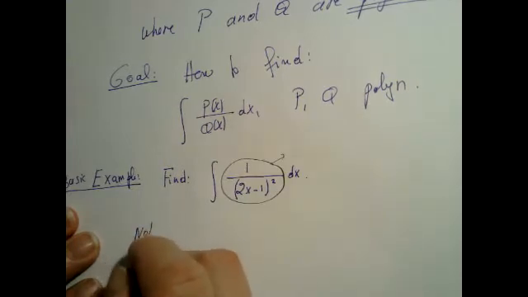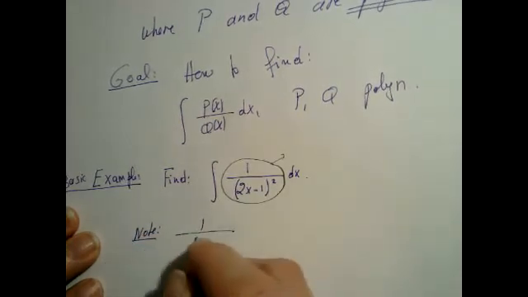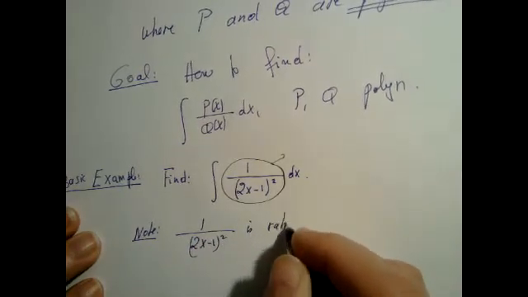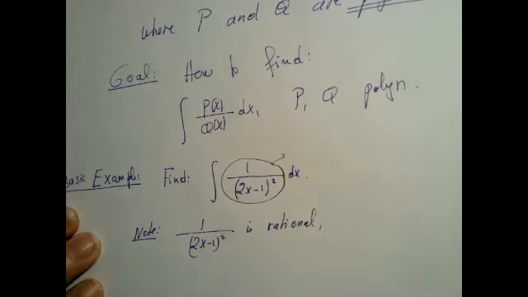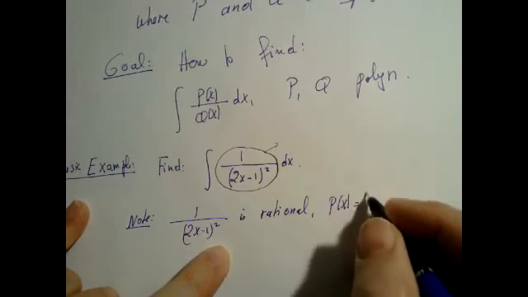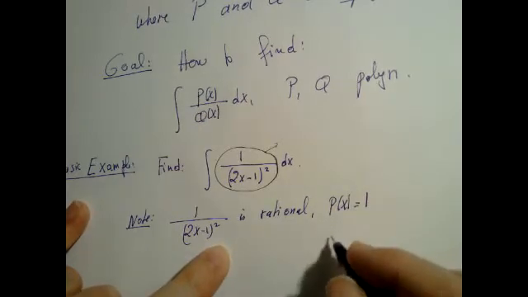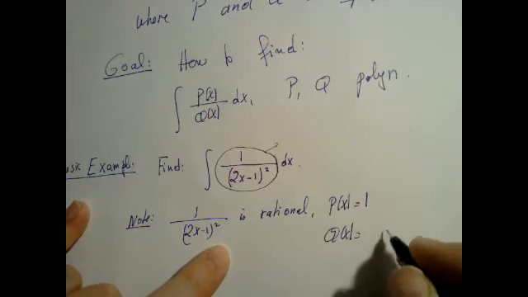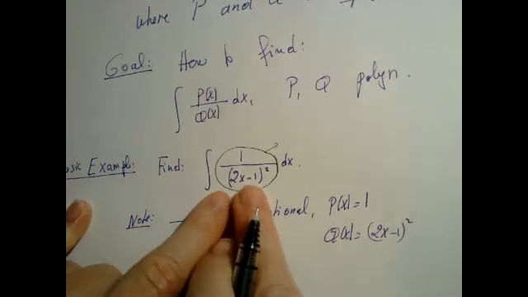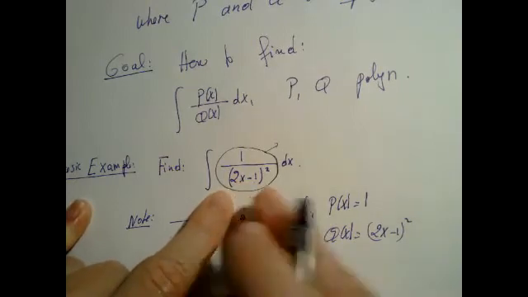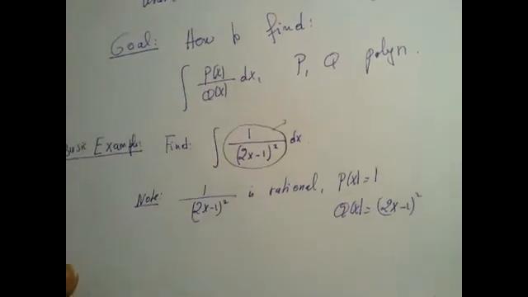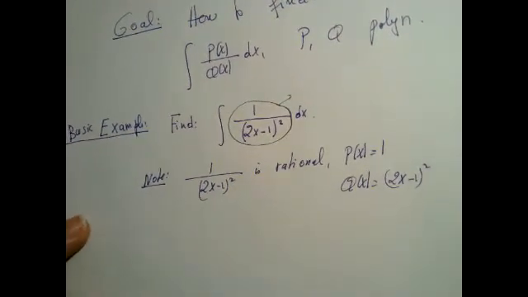Is it rational? It means it's the ratio of two polynomials. Yes, because the numerator is 1, and the denominator, which is a polynomial, is (2x minus 1) squared. Why is it a polynomial? Because once you distribute, you get 4x^2 plus 1 minus 4x. It's a typical polynomial. Right? So the question is, let us find the antiderivative.